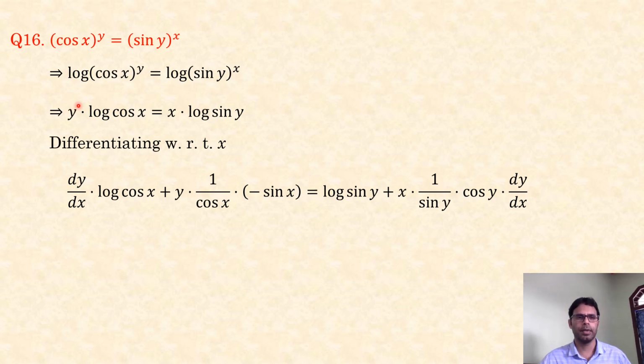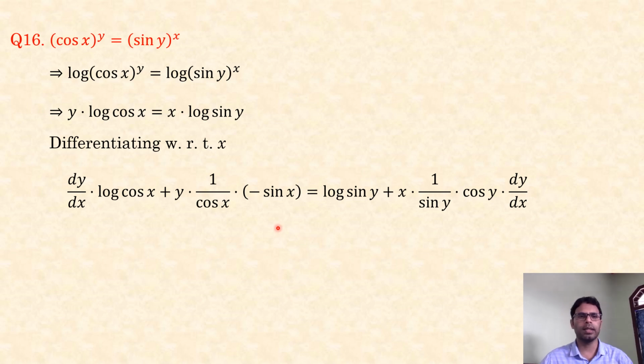product function. So first differentiation of y, second one remaining same, plus y remaining same, and the derivative of log cos x is 1 by cos x into, for cos x the derivative is minus sin x, equals on the right side it is again a product function. So the x derivative is 1, log sin y remaining same, plus x remaining same, log sin y derivative is 1 by sin y into the sin y derivative is cos y into, for y the derivative is dy/dx. Do not forget to write this dy/dx again.